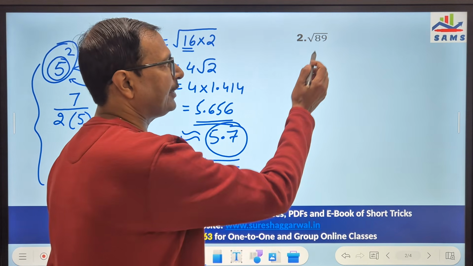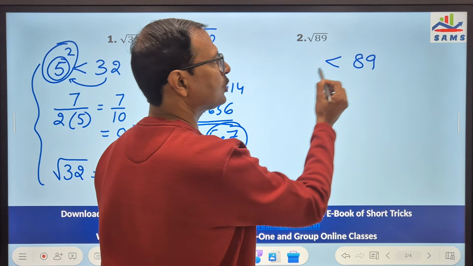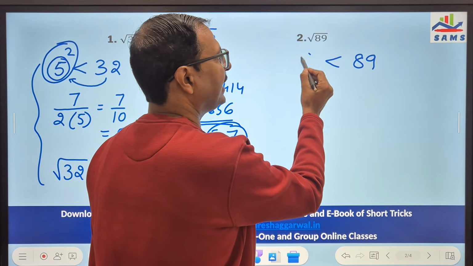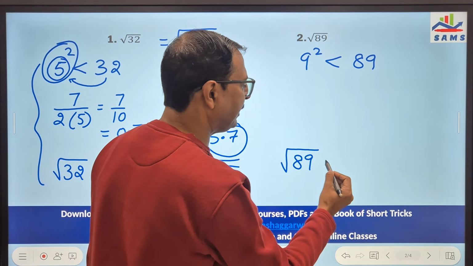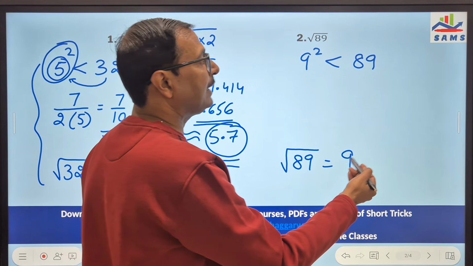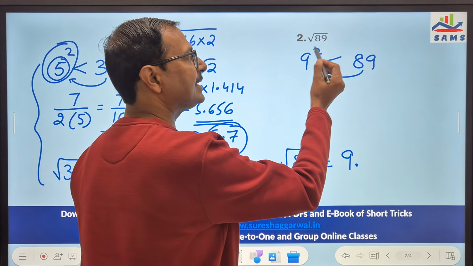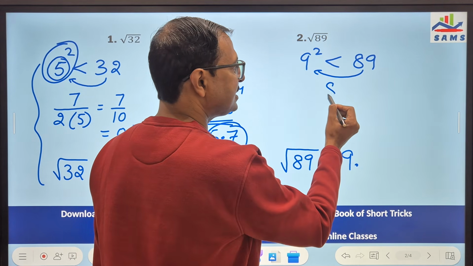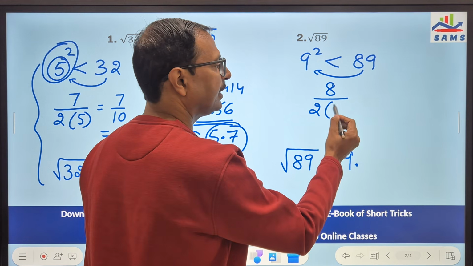Let's have square root of 89. Now 89 is very close to 81, which is 9 square, right? So the final answer, square root of 89, will be 9 point something, right? And what is that 9 point something? You just need to take the difference like this. 89 minus 81 is 8 and divide by double of this number 9.